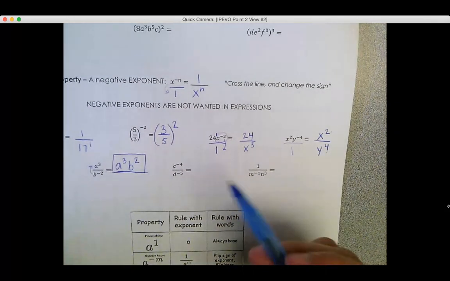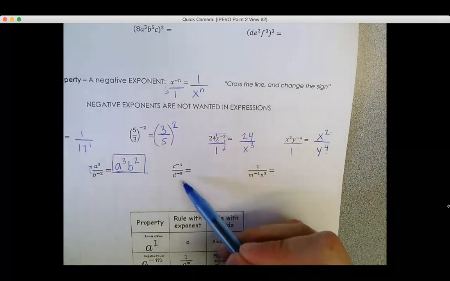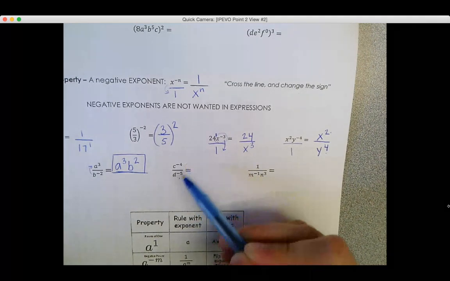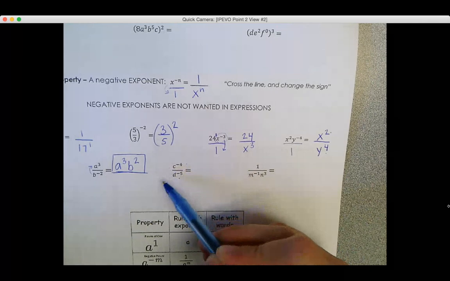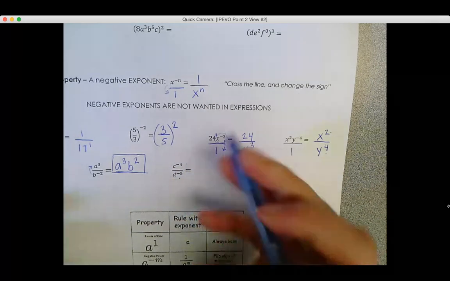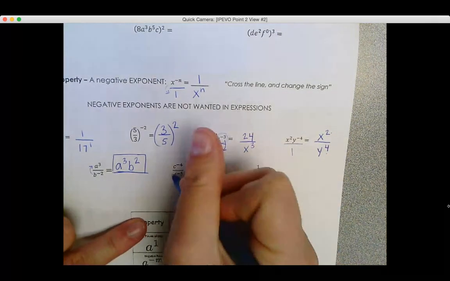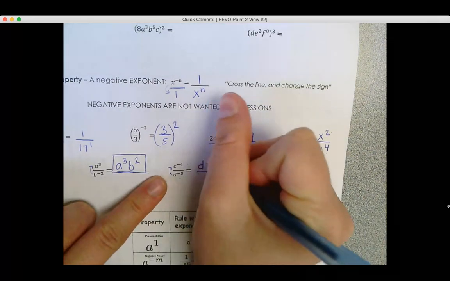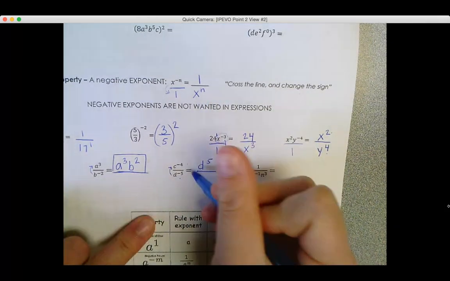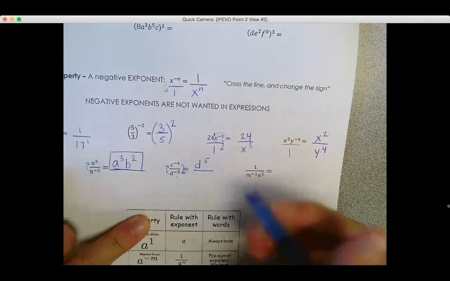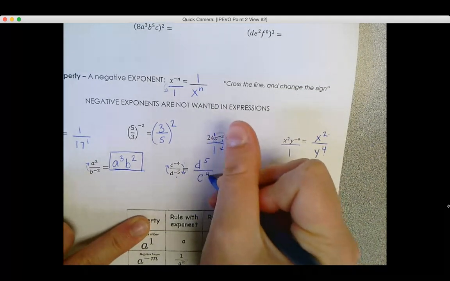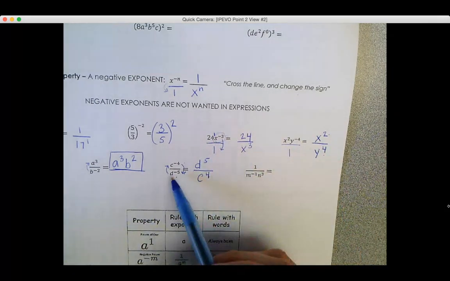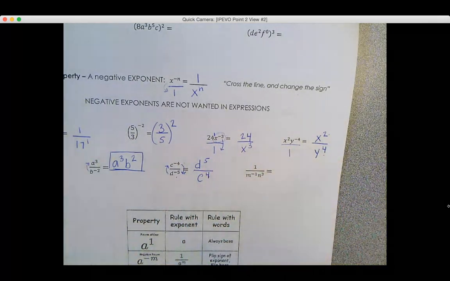Okay, the next problem, these both have negative exponents, so we're going to have to move the d to the top to make it positive, and we're going to have to move the c to the bottom to make that positive. So again, we'll move the d to the top, so that'll be a d to the positive 5, and we'll move the c to the bottom, making that c to the positive 4. Okay, so once you move the negative, it does become positive.